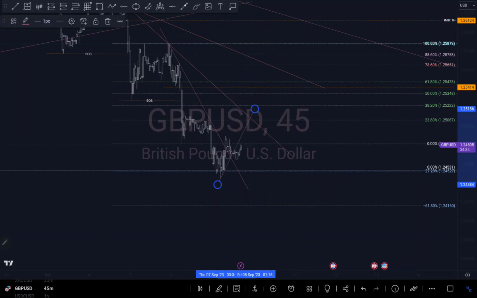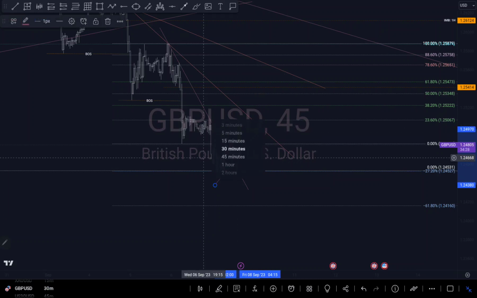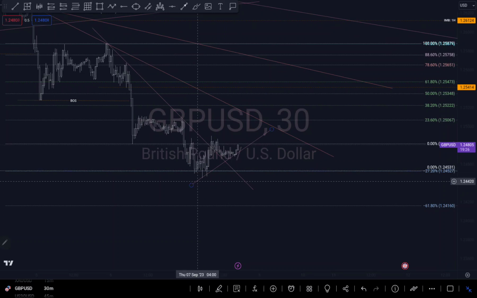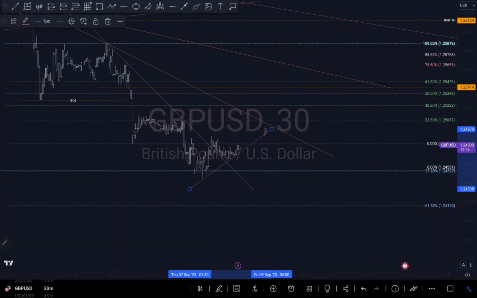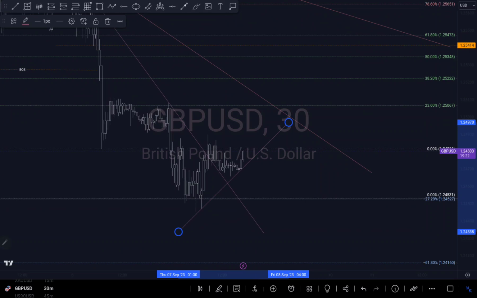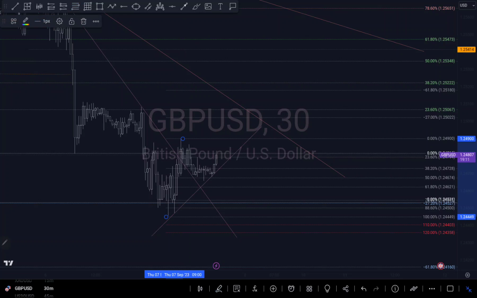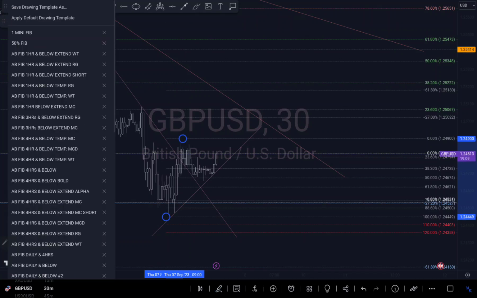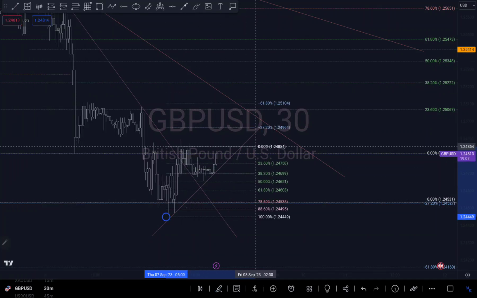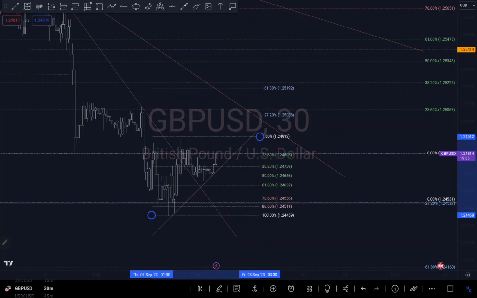Give me this just to also indicate that we broke structure. Let's go to a smaller time frame right here, right? So now what are we expecting now? Let me draw a short fib right here from one point to another, just to show what I am looking for.